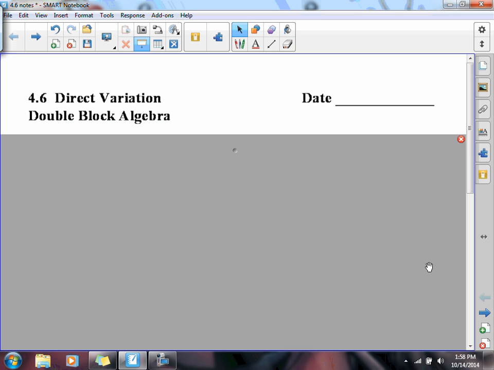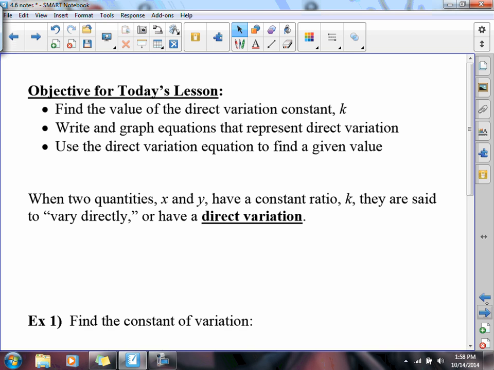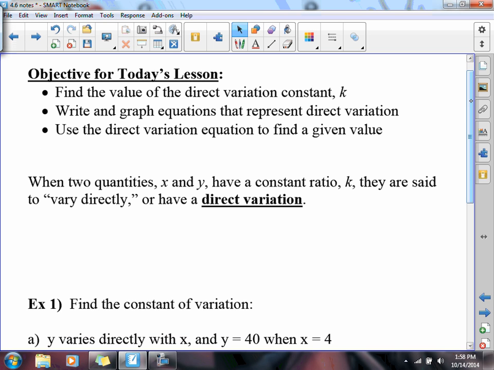These are the notes for section 4.6 entitled Direct Variation. And today we're going to talk about finding the value of the direct variation constant, which is called K. We're going to write and graph equations that represent direct variation, and we're going to use direct variation to find a certain value.